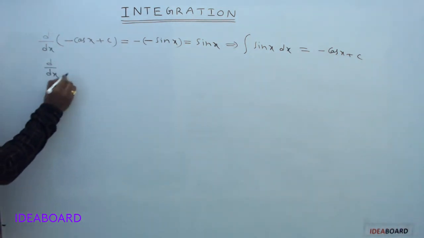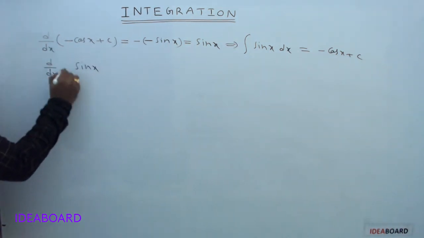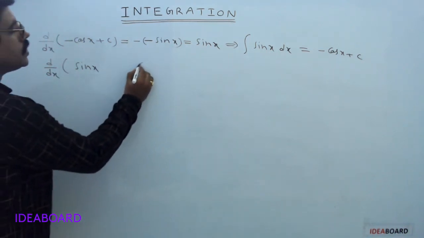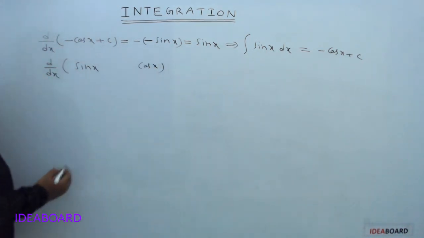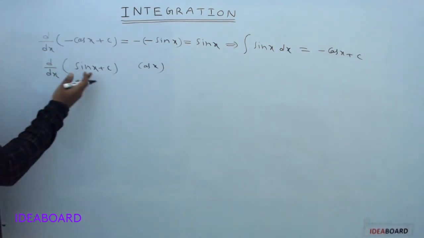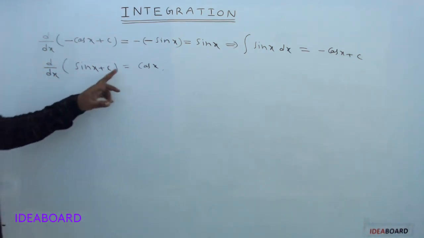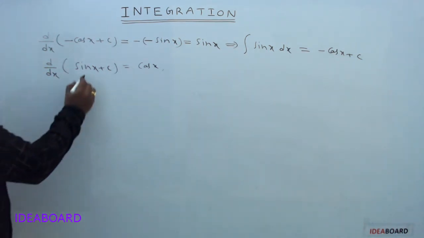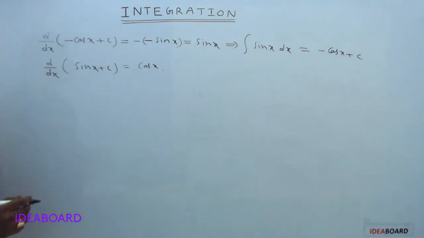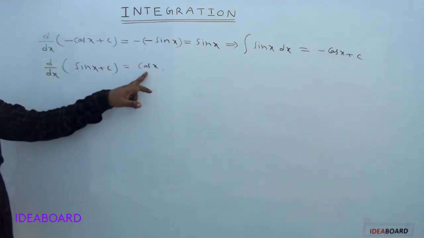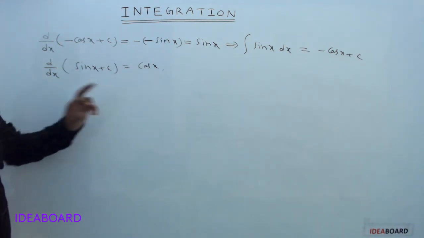What is the derivative of sin x? Derivative of sin x is cos x. If we add a constant term, then also derivative is same, that is cos x. If derivative of sin x plus c equals to cos x, then sin x plus c is called integral of a function cos x with respect to x.